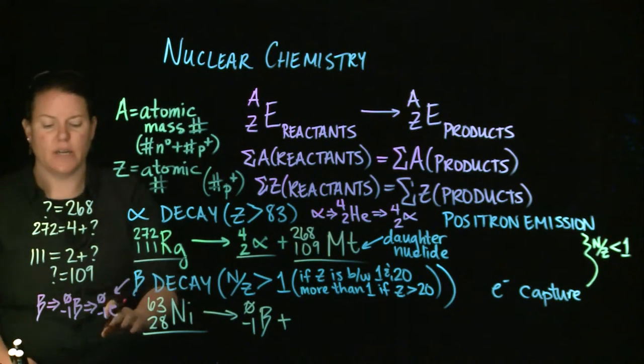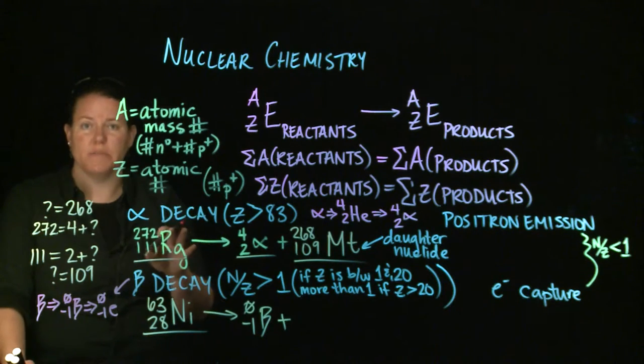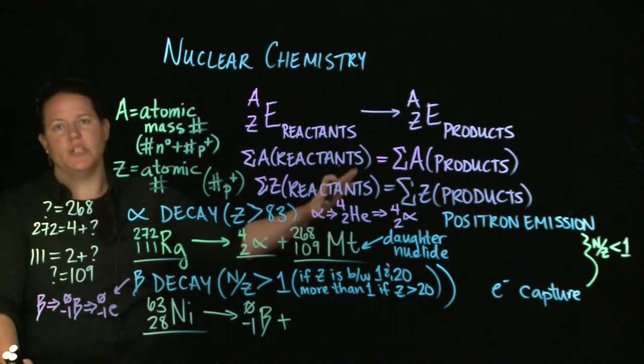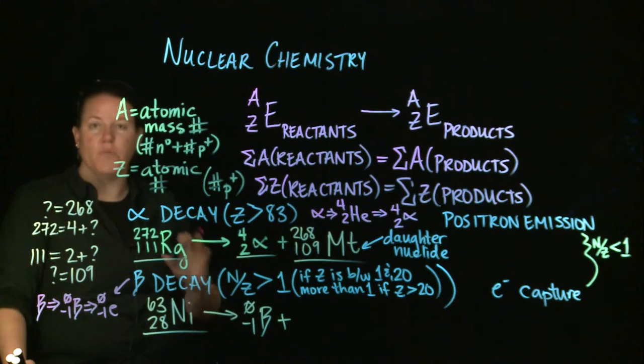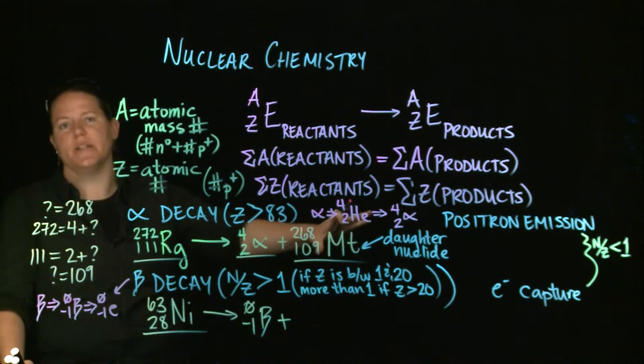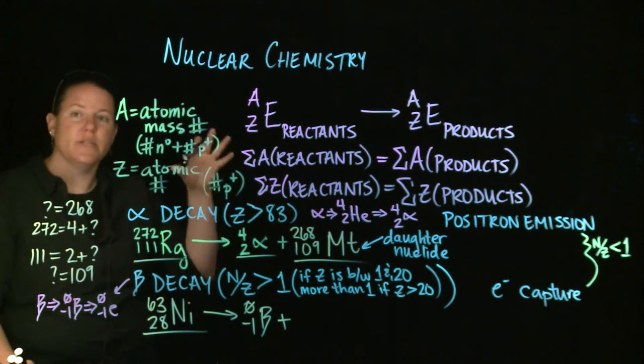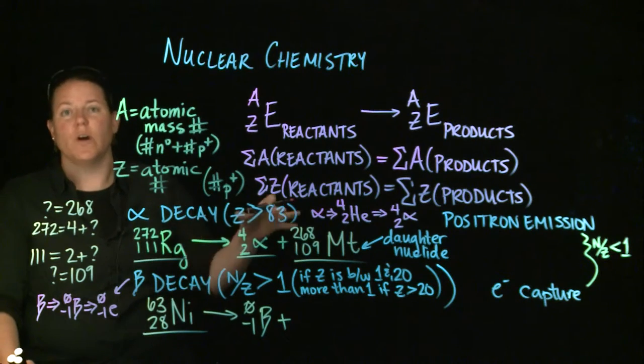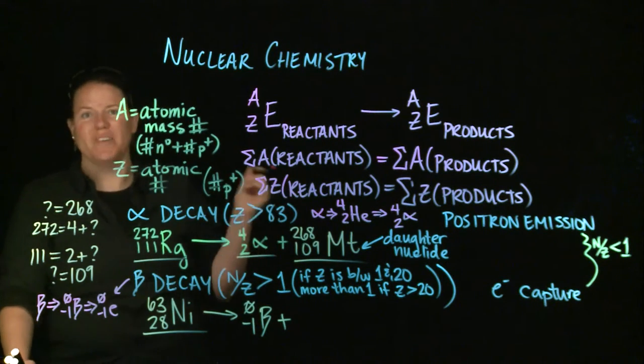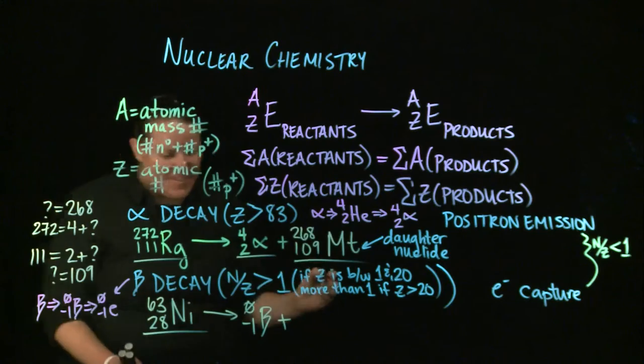What that's basically talking about is that a beta particle is a high-speed electron. So you're basically ejecting a high-speed electron in the midst of this. And what happens when you eject that high-speed electron is that it effectively changes a neutron into a proton, which is cool. So cool.